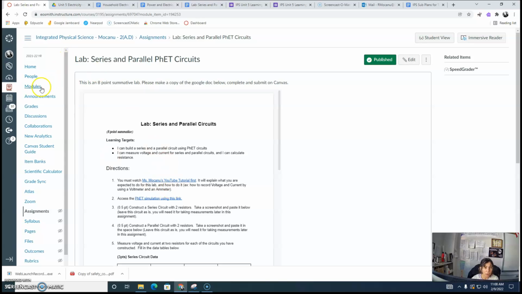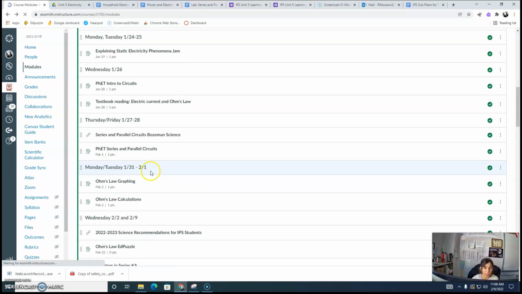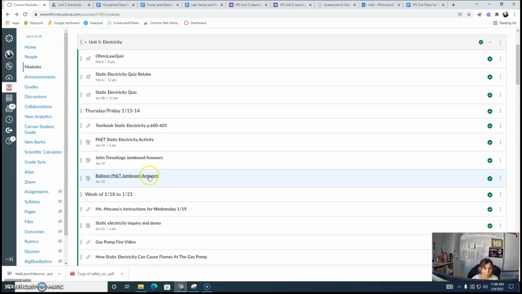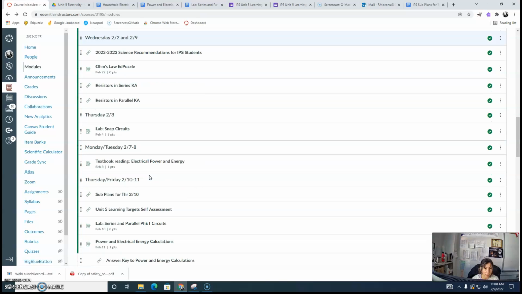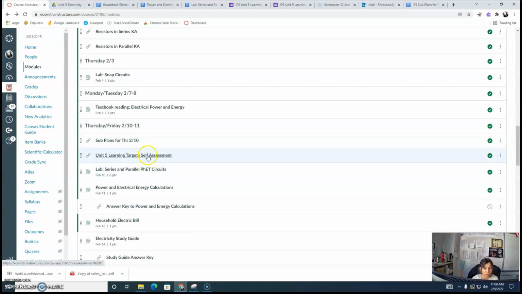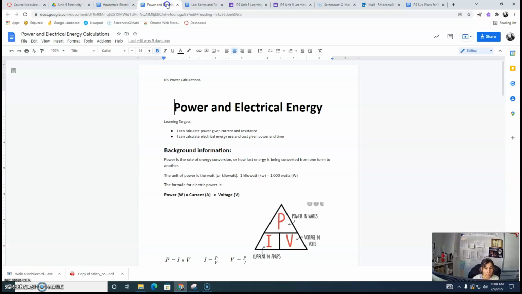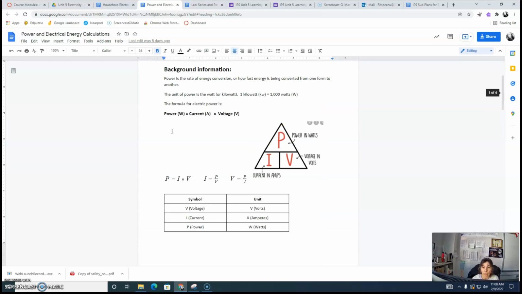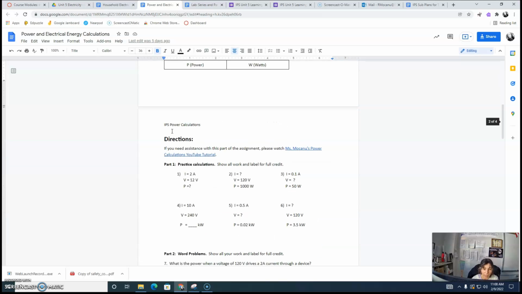All right, for those of you who are done with the lab, and I expect a lot of you will be done with the lab before the end of class, let's go back to today's date on Canvas. Go ahead and use the rest of the time, if you have not yet completed your power and electrical energy calculations sheet, which looks like this. This is what I handed out to all of you in the last class that we saw each other. Go ahead and complete this worksheet if you have not done so already.